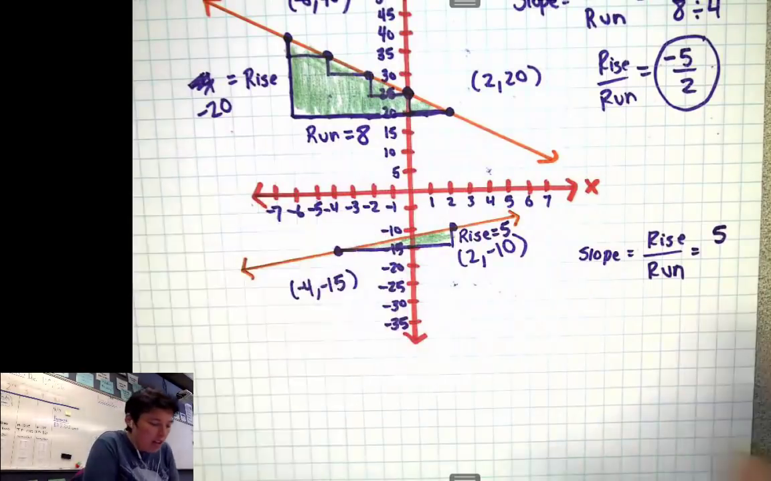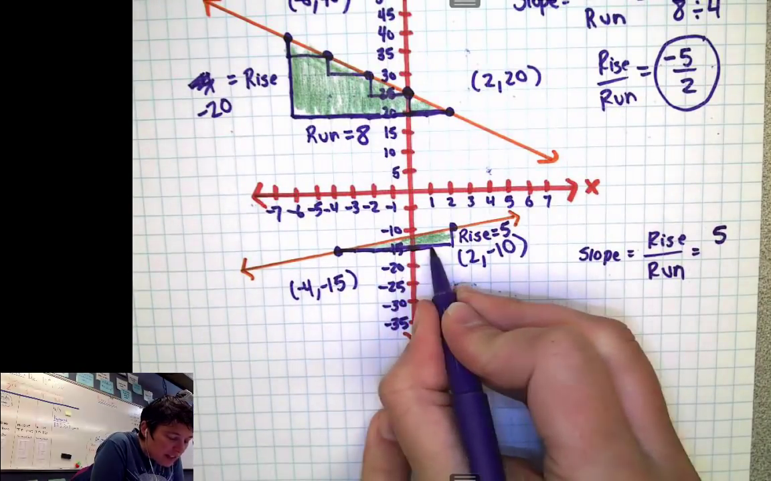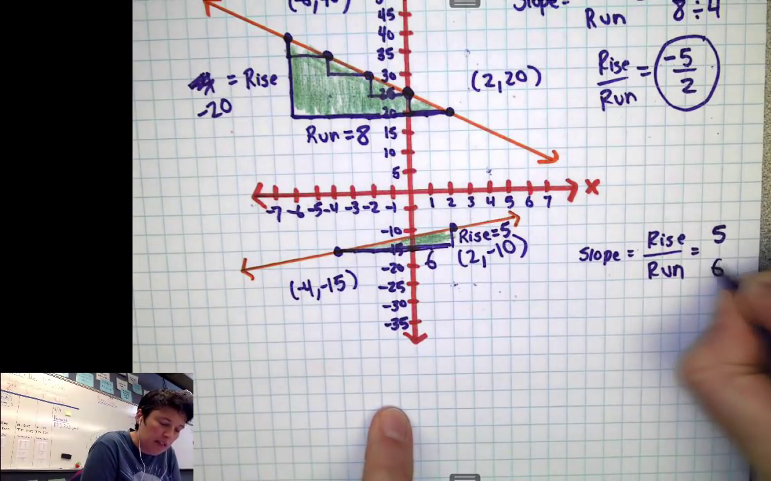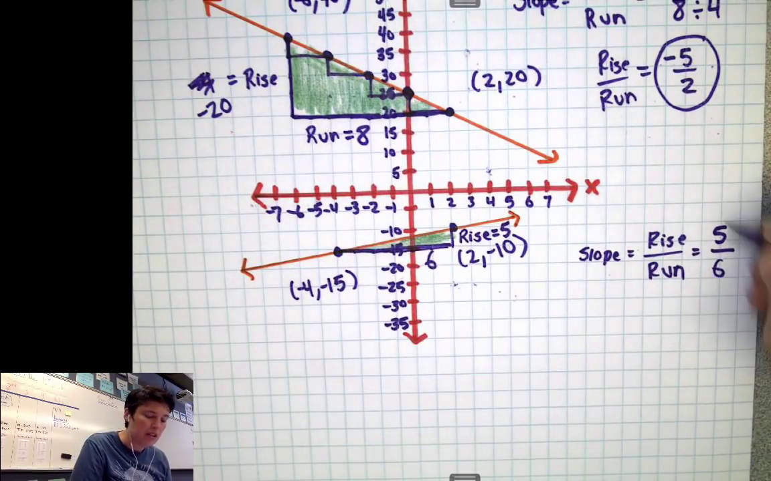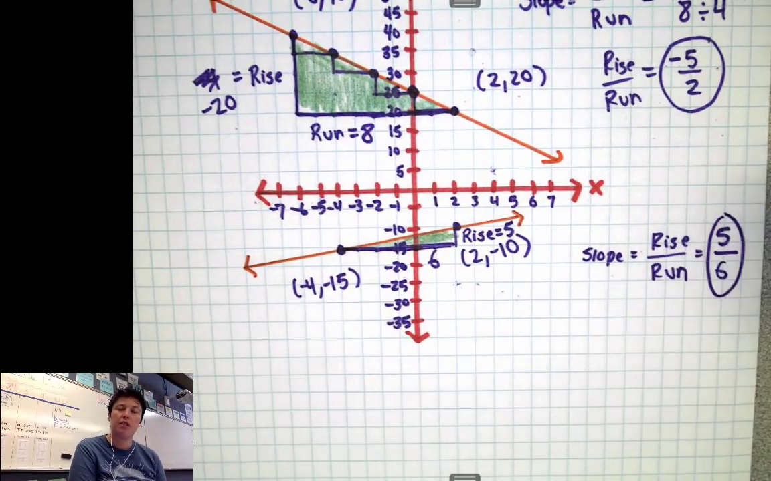And then if we look at our run, it looks like it goes 1, 2, 3, 4, 5, 6. Looks like we have a run of 6. So I'm going to say 6. So the slope of this line is 5 sixths, and I can't simplify that anymore. I can't think of how to make that smaller. So we're just going to leave it as a positive 5 sixths.